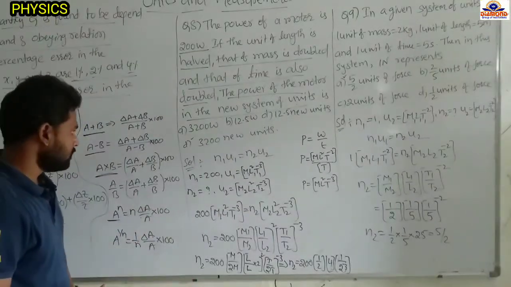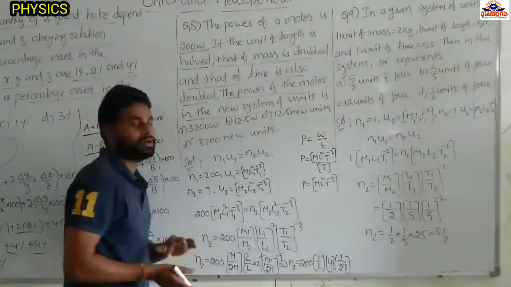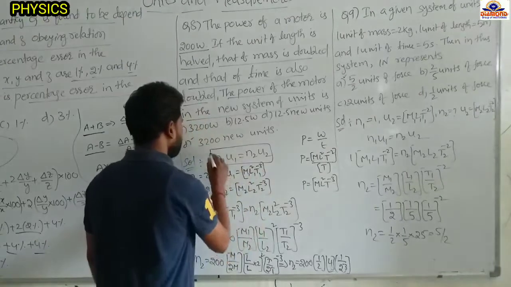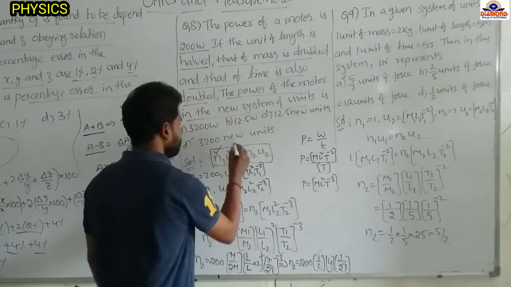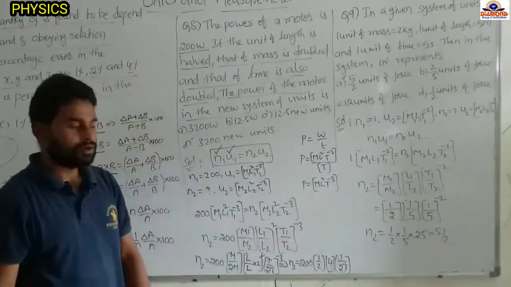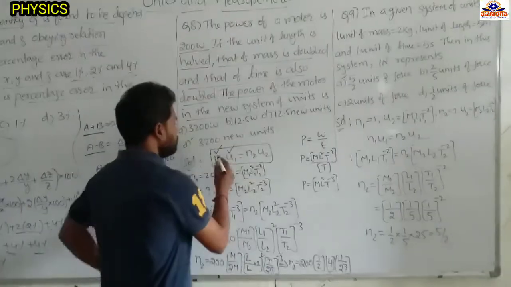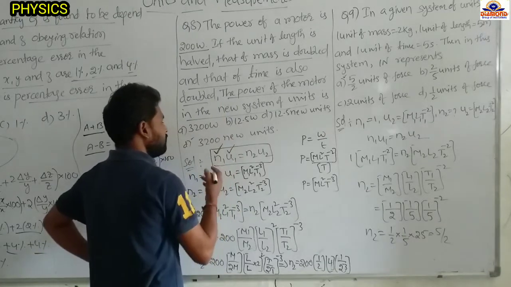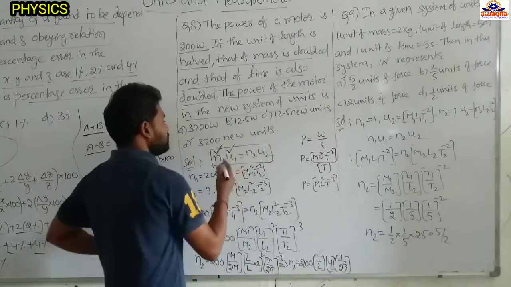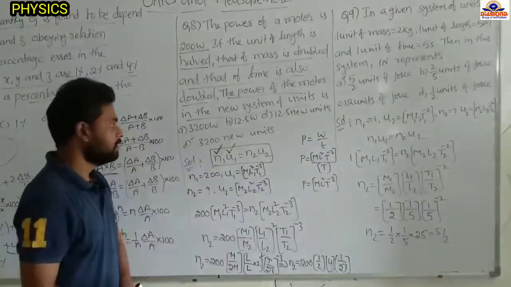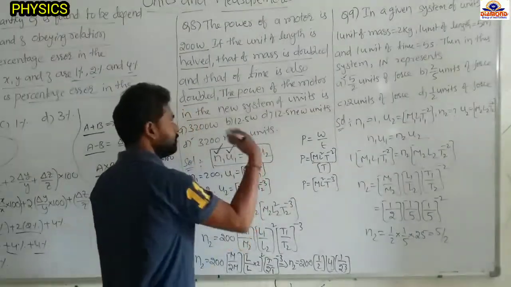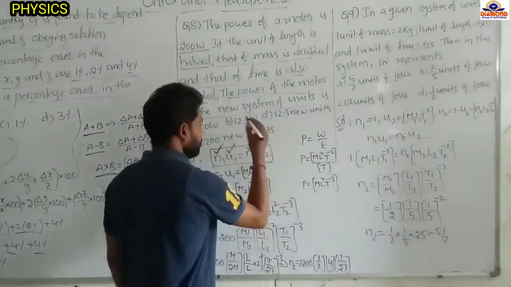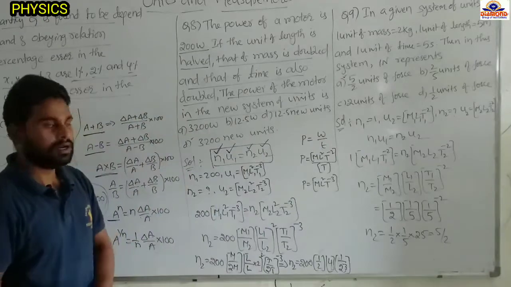Okay, so see now, to convert from one system to the other system, we have the formula n1 u1 equal to n2 u2. n1 is the numerical value, u is the unit of the physical quantity. So n1 u1 equal to n2 u2. n1 is the given physical quantity's numerical value, and here we have to write the given physical quantity's dimensions. n2 is the new system's numerical value we have to find, and u2 is the new system's unit, from which system to which system we are converting.